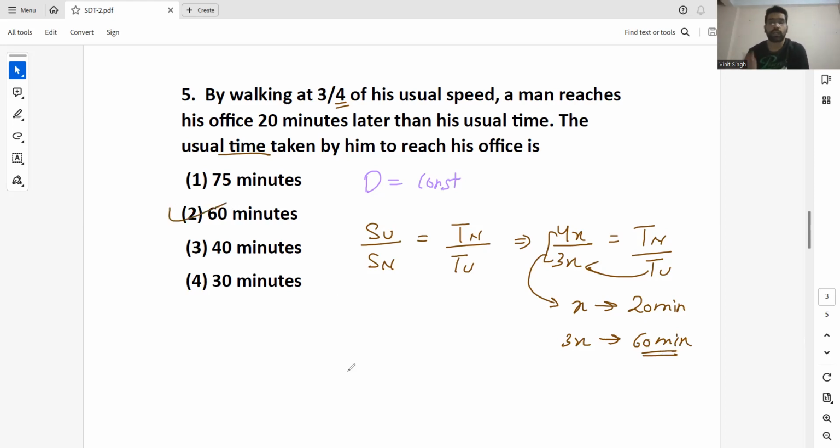Now, within 20 to 30 seconds, you can solve this question. Within 20 seconds, you can solve this type of question. First, you have to understand what is the constant. After that, you will apply the method and you will get the answer.